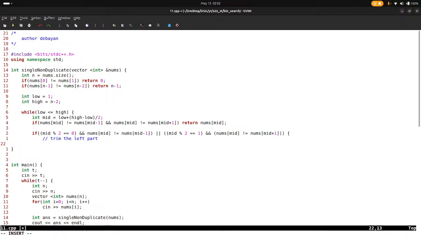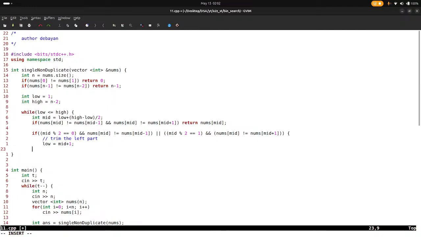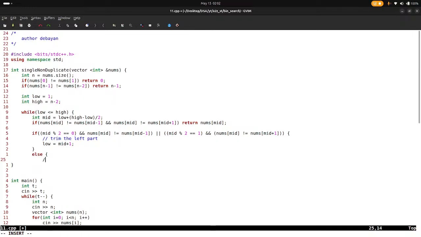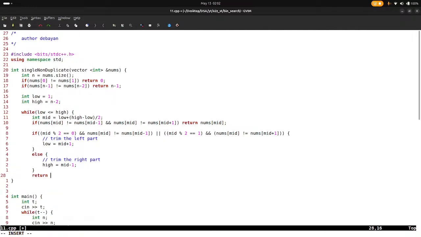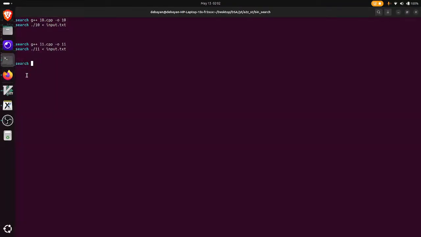What do you mean by trim the left part? So low equals mid plus 1, else high equals mid minus 1, and if nothing, I will return minus 1 or 0. Let me see whether it goes through or not.